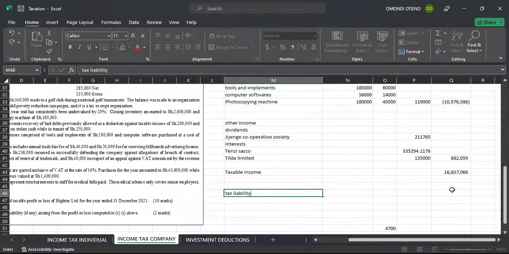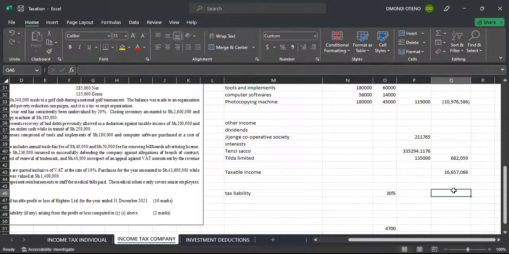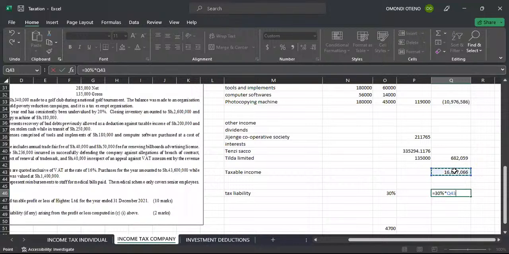Tax liability will be 30%. Remember, it is always at 30. The corporate tax is 30%. So it will be 30% multiplied by the taxable income for you to get what they're supposed to pay as tax.